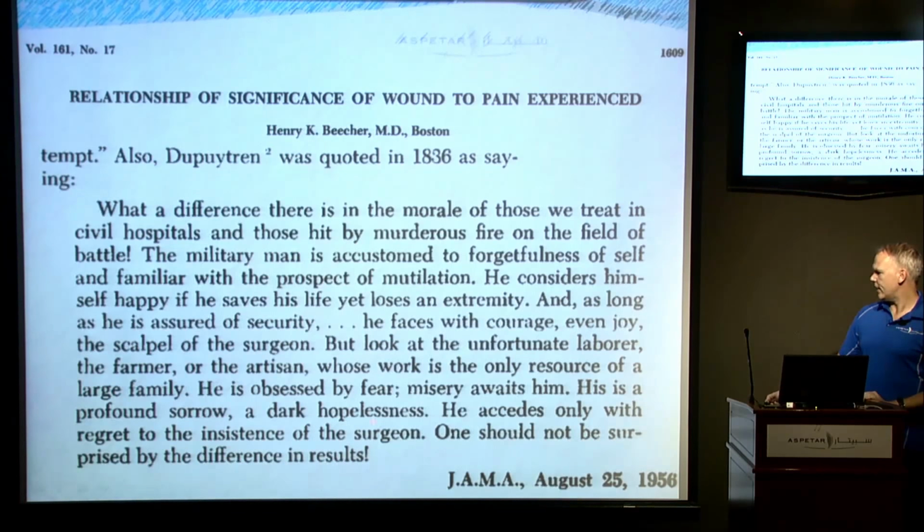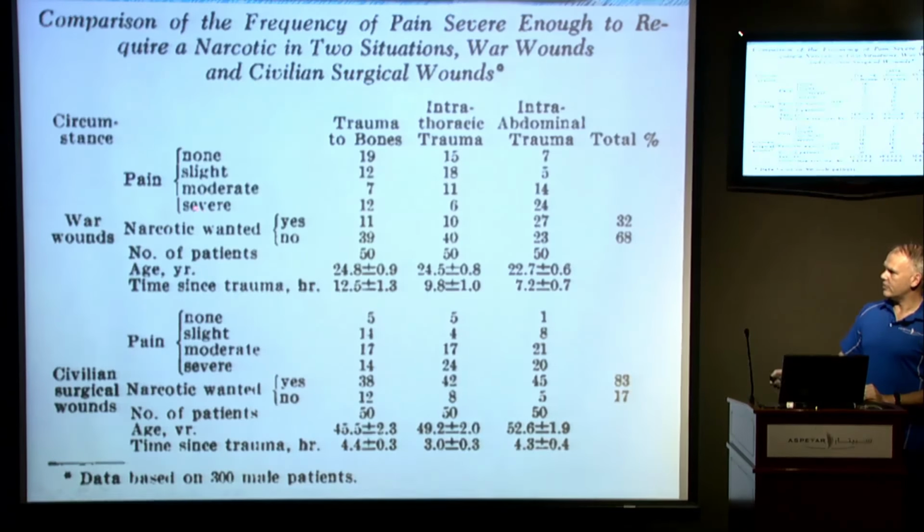And Dupuytren was smart enough to realise we shouldn't be surprised by the difference in results. So Beecher's paper then went on to try and formally document these differences by looking at 150 people who had injuries in the battlefield versus in civilian hospitals.